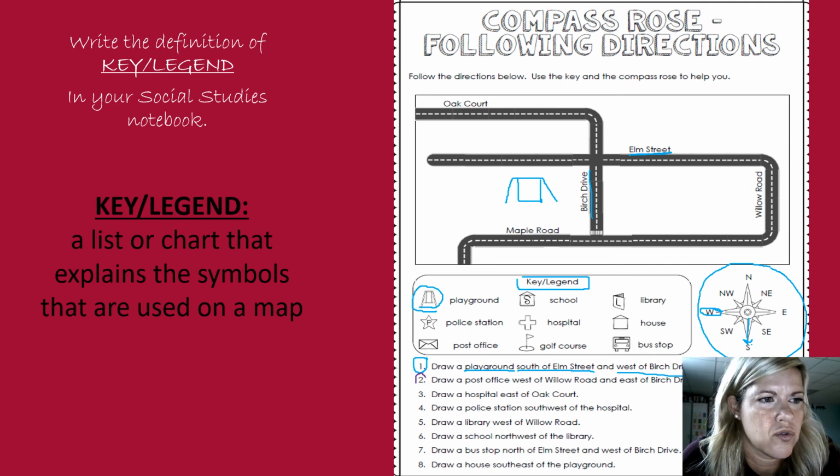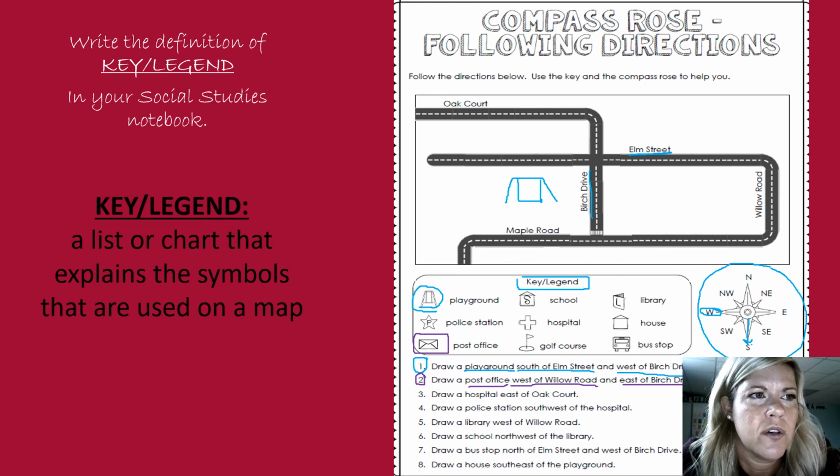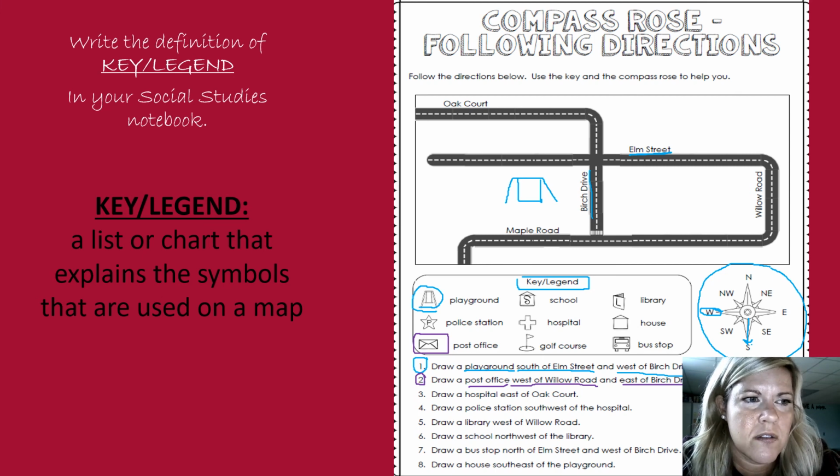Number 2. Now we're going to draw a post office west of Willow Road and east of Birch Drive. Okay? So let's find the picture we need to draw a post office. So I'm going to have to draw this little envelope. If you have a hard time drawing in Seesaw, then you can just type the name post office so you don't have to draw the pictures. Okay, either one will work, but they have to be in the right place.